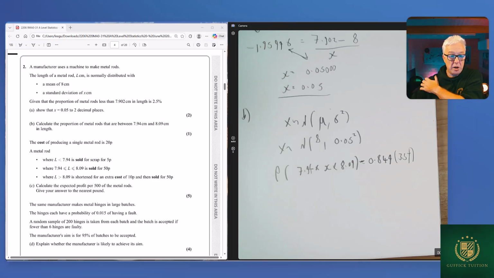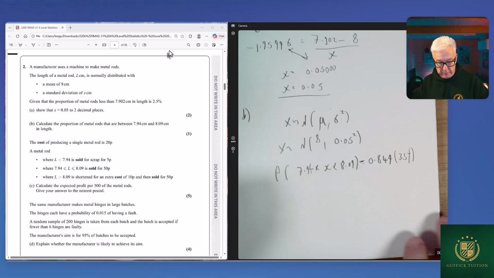Now what's next? The cost of producing a single metal rod is 20p, and we've got some criteria. If the metal rod is less than 7.94, it is sold for scrap for 5p. If it's between 7.94 and 8.09, it's sold for 50p. And if it's greater than 8.09, it costs an extra 10p to shorten it, and then it is sold for 50p. Calculate the expected profit per 500 of the metal rods that are made.